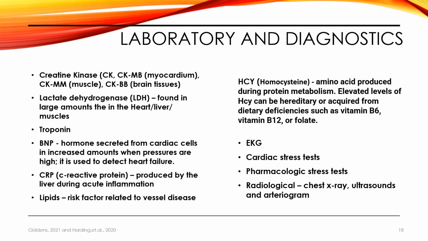So this BNP, we'll often look at that one if we're suspecting somebody has heart failure. CRP, C-reactive protein, it usually produces inflammation. It's elevated when there's inflammation. Of course, our lipid panel, when we're looking at cholesterol levels. HCY is our homocysteine levels that we'll often look at as well. And then we definitely want an EKG to see what does that electrical part of the heart look like.